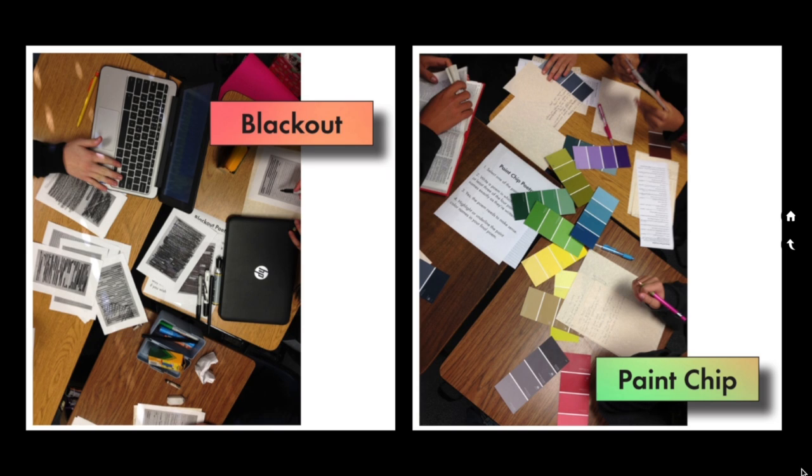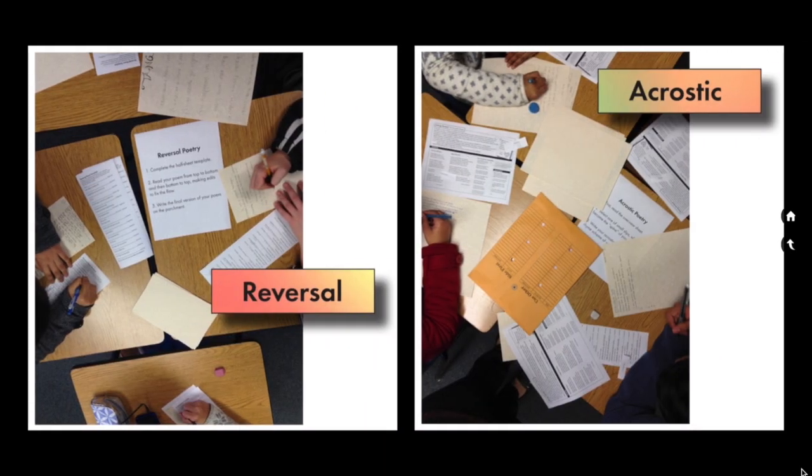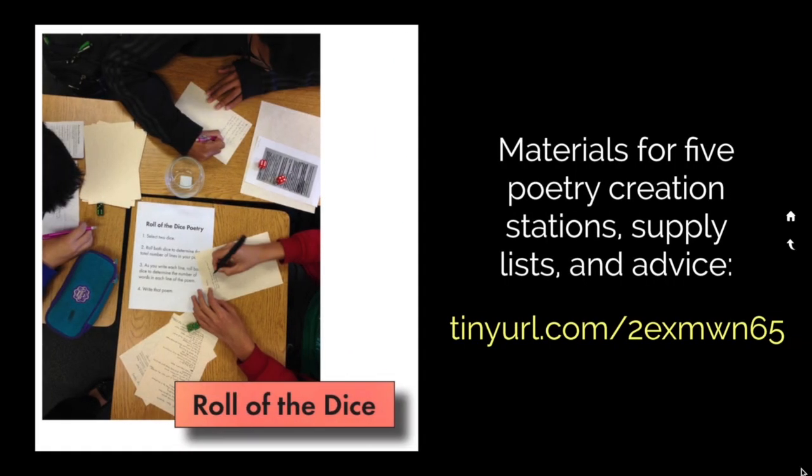So I have creation stations. There's 5 in this particular series. You've got the blackout, the paint chip, reversal poetry, which has that little half-sheet template as part of the download. Acrostic poetry, you can find acrostics all over online, but I do have a paid product that you can spend $2 on, and you can get the materials for that one, and then the free roll of the dice.